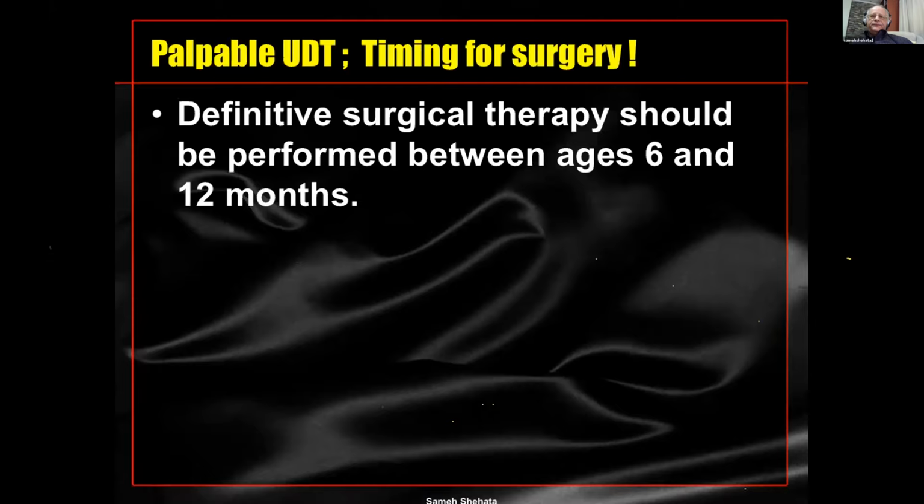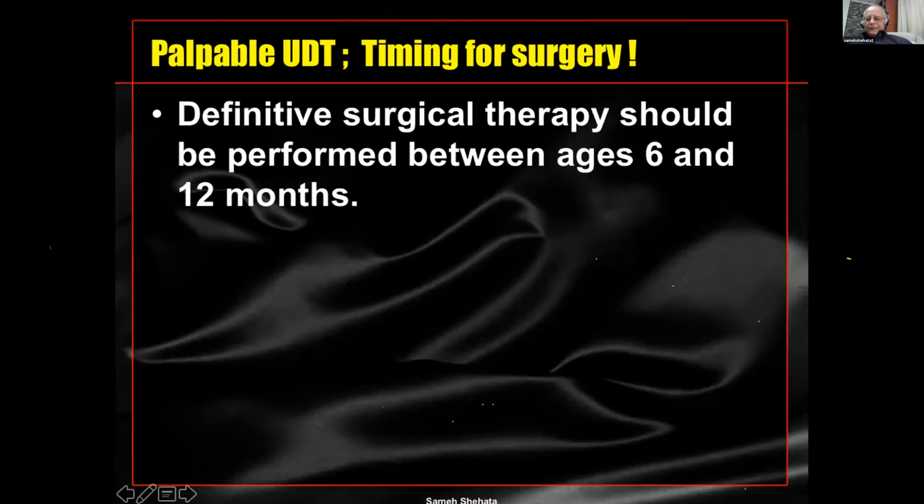Now, what is the timing for surgery for the palpable undescended testis? The guidelines say that between 6 months and 12 months is the proper time to do the surgery. And the European guidelines say maximum by 18 months. So I think that 6 months is the right answer and 12 months is the right answer. A few days ago, I sent a poll to see what your preference is. The majority, maybe 80%, said they prefer to operate at 6 months.